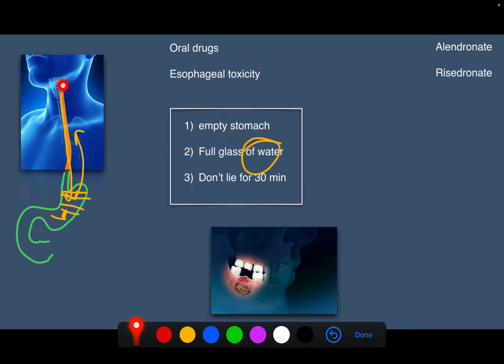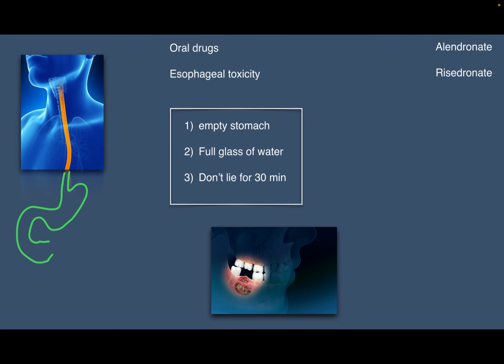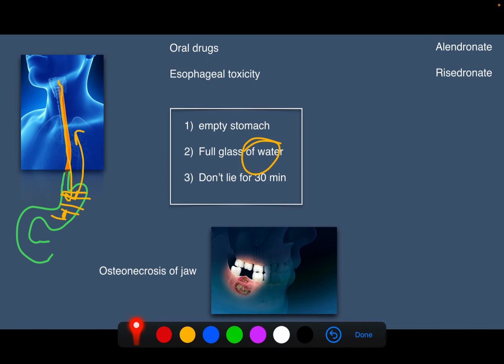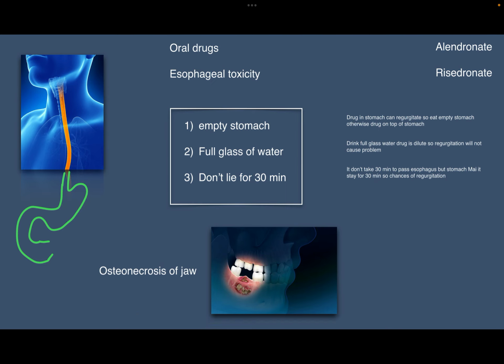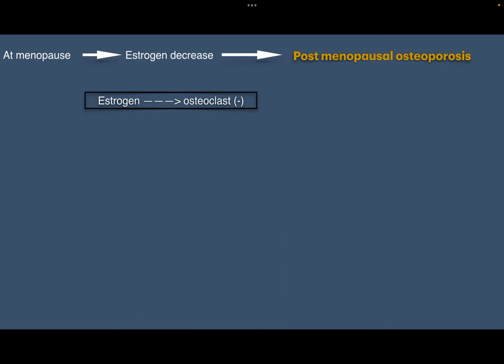Now does the drug stay in the esophagus for 30 minutes? No, it doesn't. It stays in the stomach for 30 minutes. From the stomach it can be regurgitated, so we are not taking any risk. After the drug has passed the stomach, then you can lie down, so don't lie down for 30 minutes. Done. And it also causes osteonecrosis of the jaw. These are the side effects of oral drugs. Now all the explanation that I've explained is given here, you can revise from it. Done.